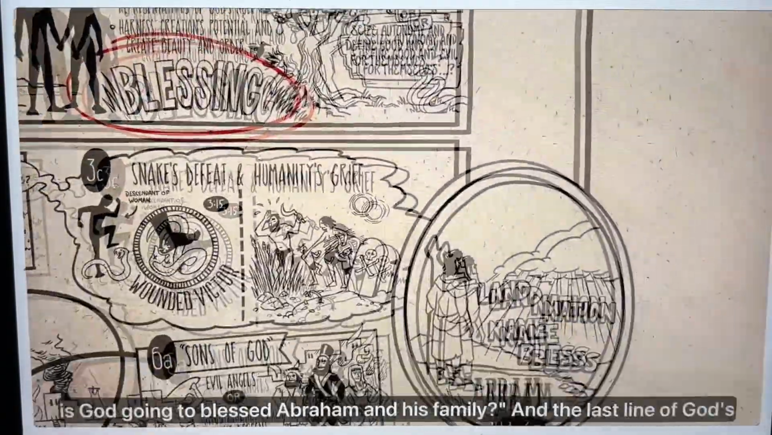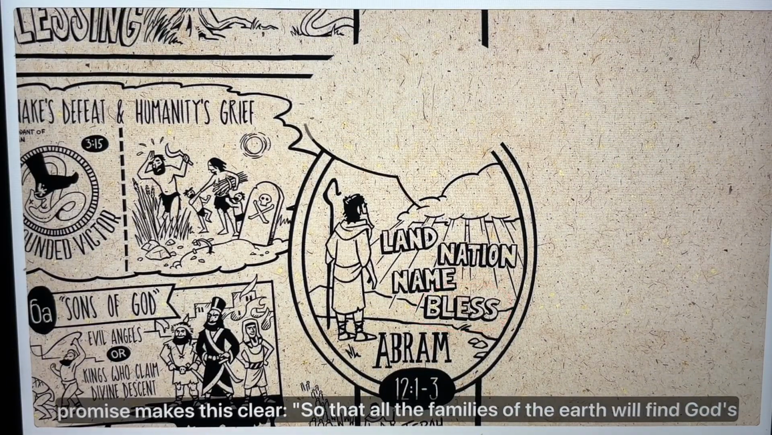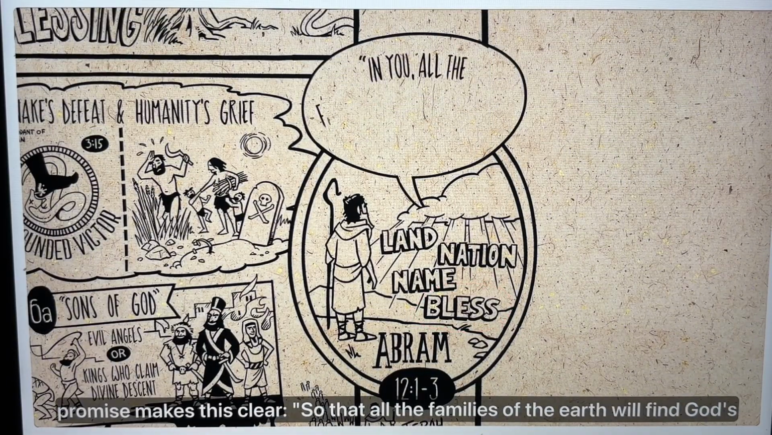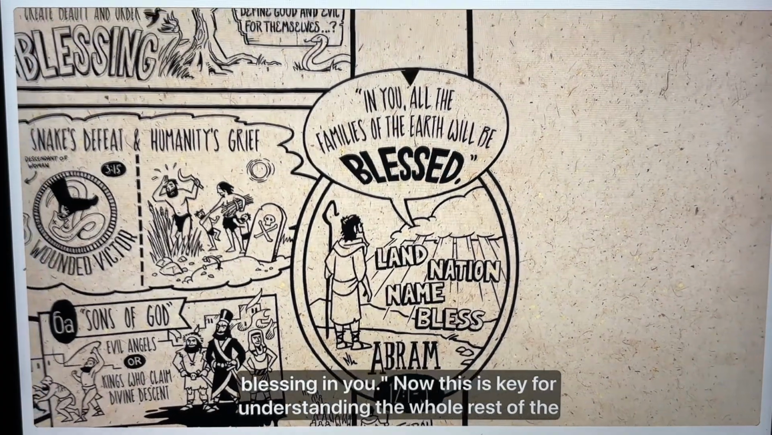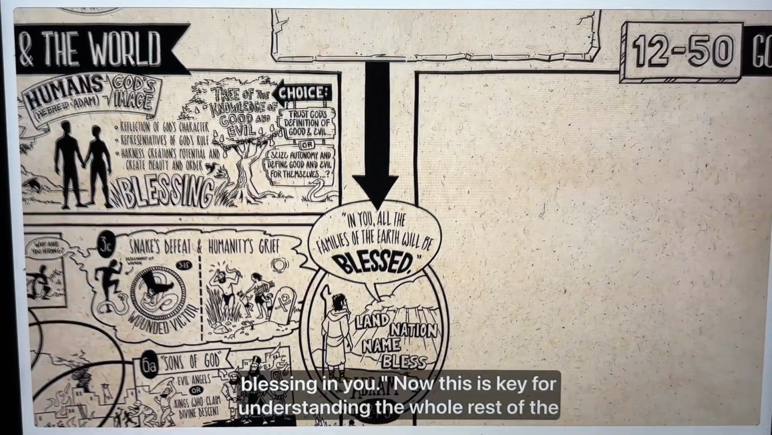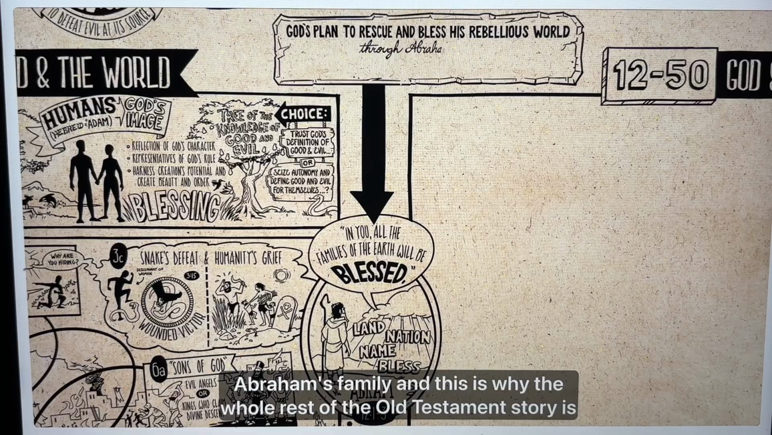So the question is, why is God going to bless Abraham and his family? And the last line of God's promise makes this clear: so that all the families of the earth will find God's blessing in you. Now, this is key for understanding the whole rest of the biblical story. God's plan is to rescue and bless his rebellious world through Abraham's family.